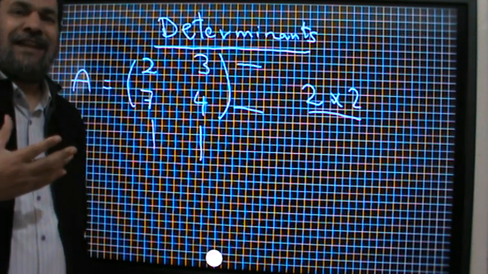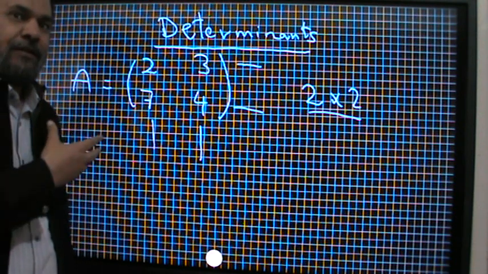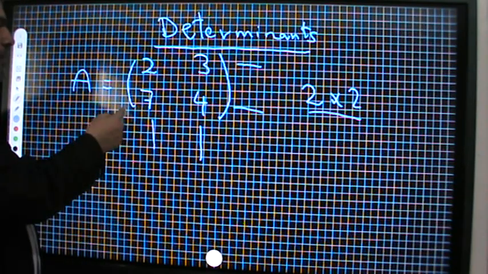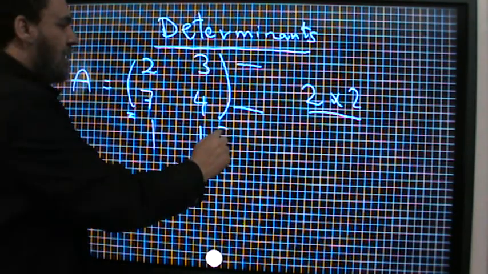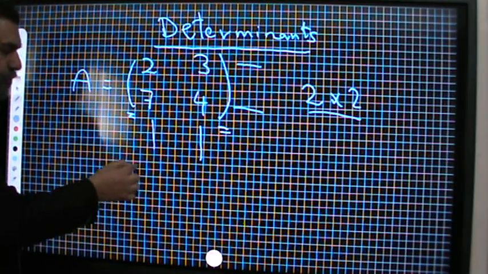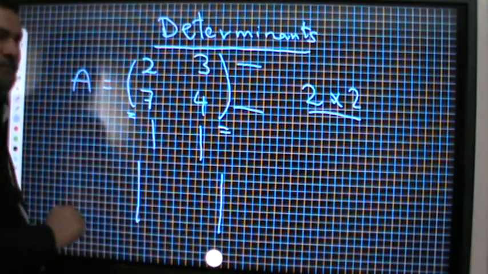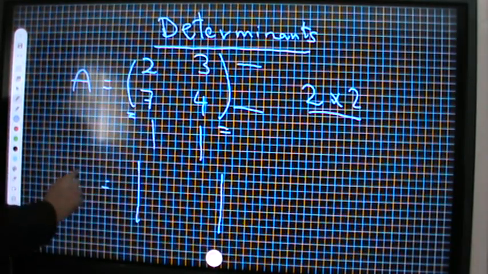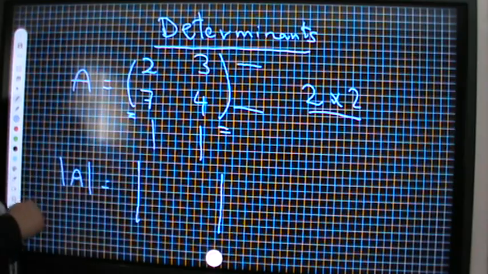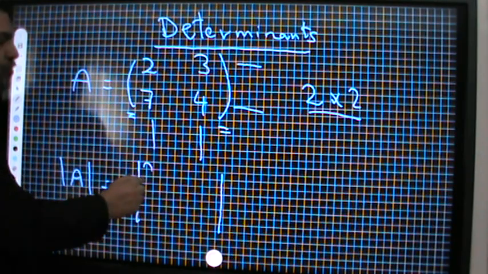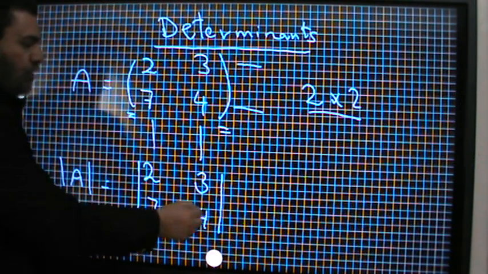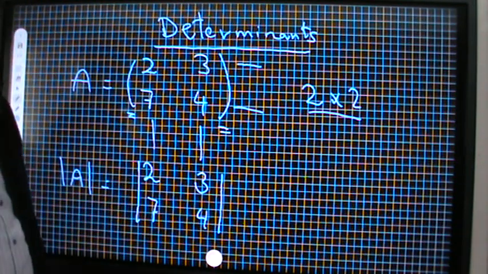If you change the writing of the matrix and replace the two parentheses with two vertical lines like this, it will be called the determinant of the matrix A. Then this is the determinant of matrix A, and you will write 2, 3, 7, and 4 between these two vertical lines.